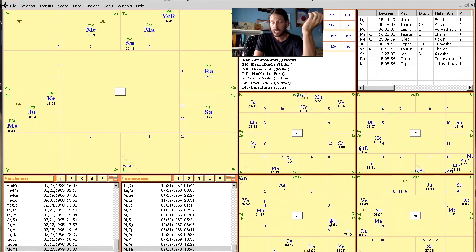I don't actually have a lot of other normal people with this placement in my database. And I think that's because if you have this placement, you're not going to be as inclined to get an astrologer's help because you want to just keep going through it. And whether that works for you or not would have to do with the rest of the chart.